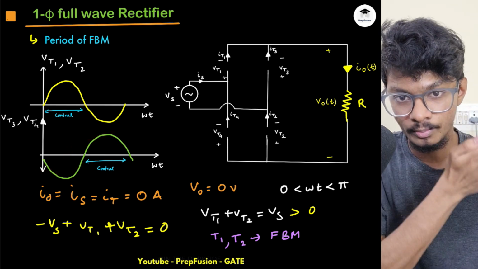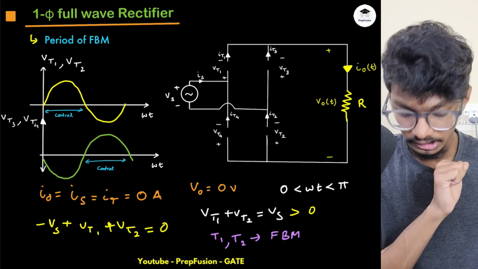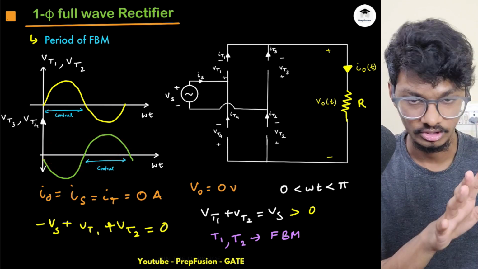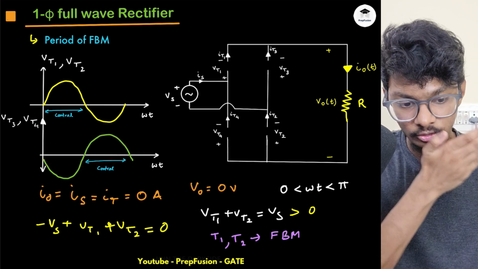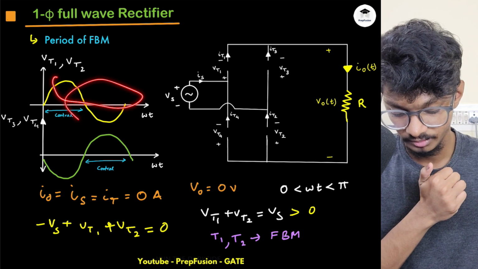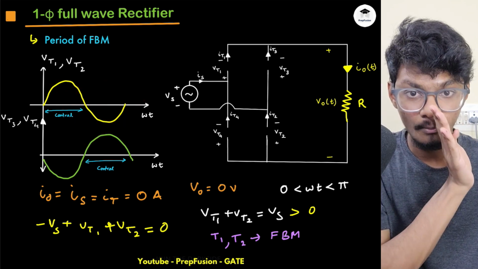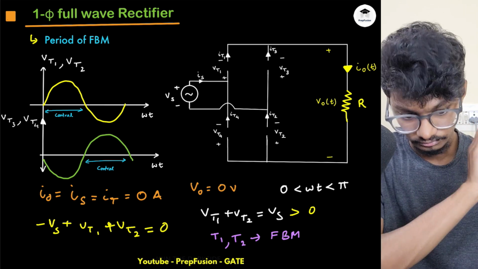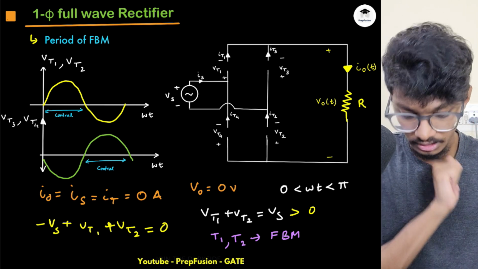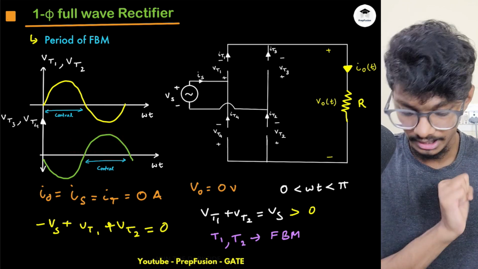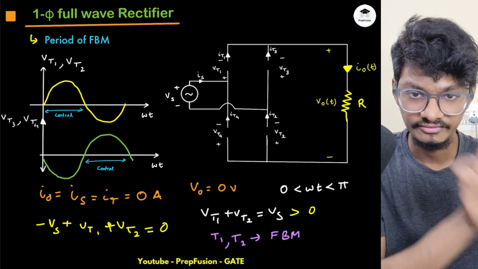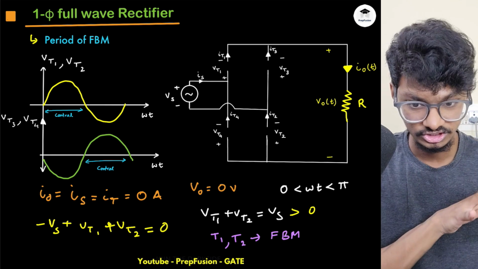Then from alpha to pi, these two SCRs will be on, and these two SCRs will be in the same reverse blocking mode. Then from pi to pi plus alpha, these two SCRs will be in the reverse blocking mode, and these two SCRs will be in the forward blocking mode. Then from pi plus alpha to 2 pi, these two SCRs will be on, and these two SCRs will be again in the reverse blocking mode. Okay, so these will be the cases.